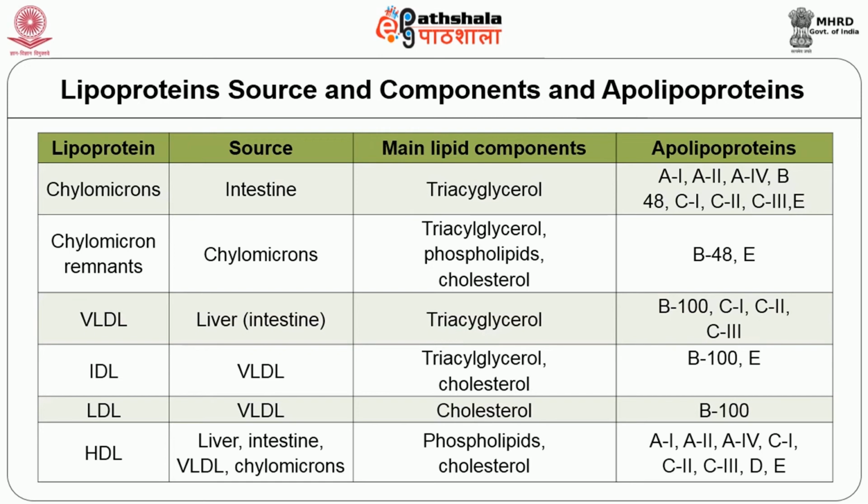IDL, intermediate density. Where does it come from? It comes from VLDL. It helps in the transport of triacylglycerol and cholesterol. LDL, low density lipoprotein. The source is VLDL. It helps in transport of cholesterol. HDL, the source is liver, intestine, VLDL and chylomicrons, and it is important for the transport of phospholipids and cholesterol.